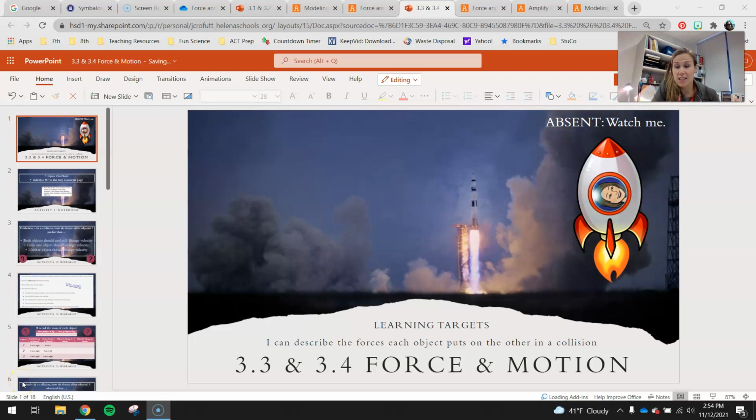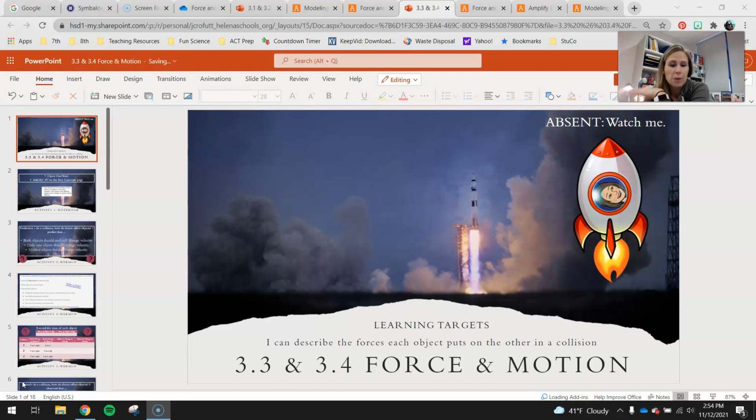8th graders, today's lesson is 3.3 and 3.4, force in motion, and this will be the last Amplify lesson we do for this unit. Our next little unit is going to focus on gravity, and that one is not an Amplify unit, so we'll have a short unit there where we learn a little bit about our weight versus our mass and how that plays into gravity.